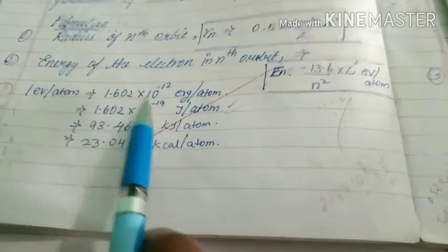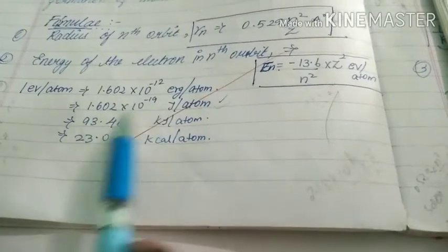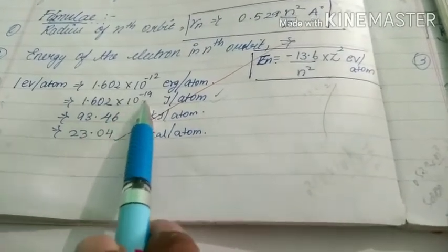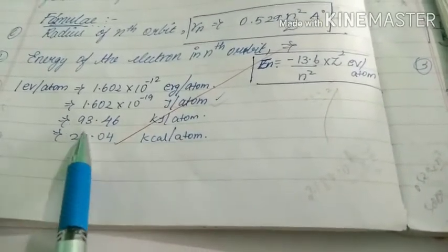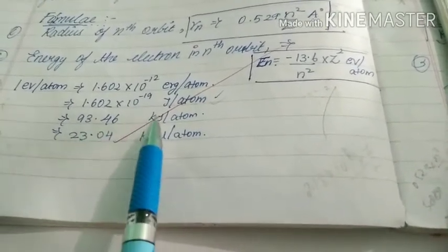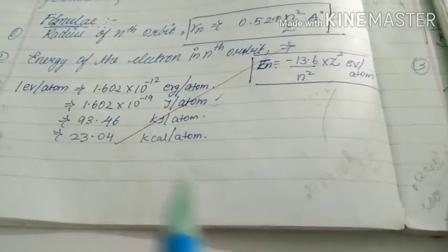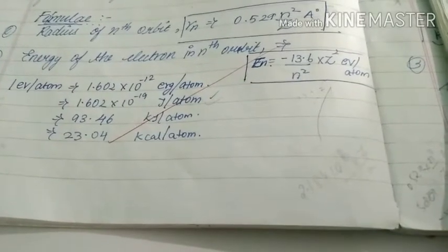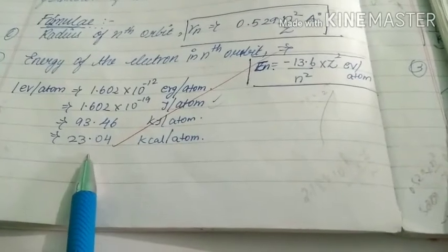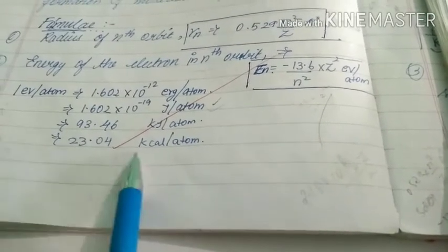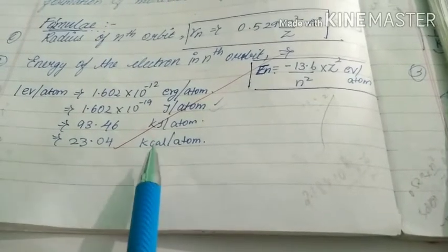1 electron volt per atom equals 1.602 into 10 to the power minus 12 erg per atom. In case of joules, 1.602 into 10 to the power of minus 19 joules per atom. In case of kilojoules per atom, 93.46. That means 93.46 kilojoules per atom. This is joules. This is kilojoules. In case of kilocalories, 23.04 kilocalories per atom.